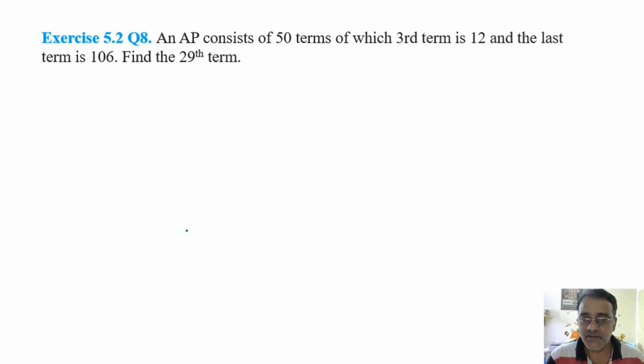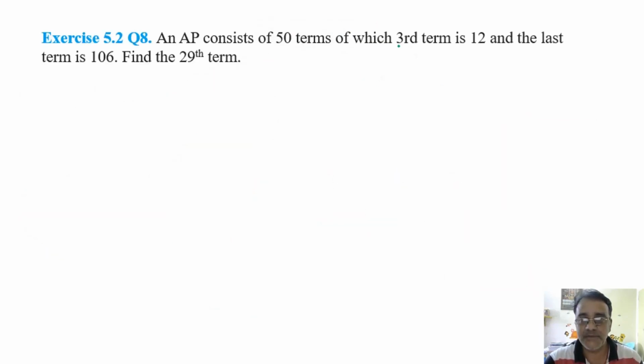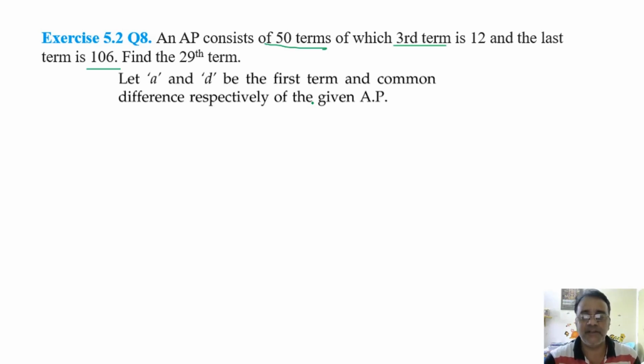An AP consists of 50 terms, of which the third term is 12 and the last term is 106, and we have to find the 29th term. This is based on this type of question, to find the particular term if other 2 terms are given. Other 2 terms means the third term and the last term, that is the 50th term, are given, and we need to find the 29th term. So let us start with the first step. Let A and D be the first term and common difference respectively of the given AP.